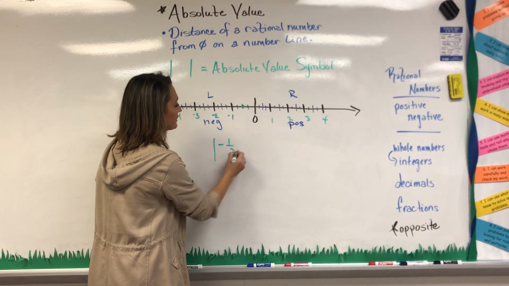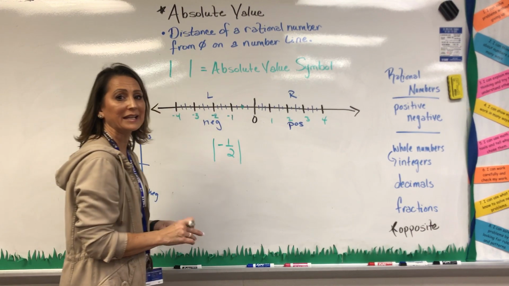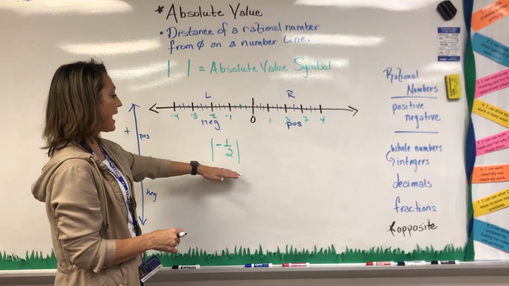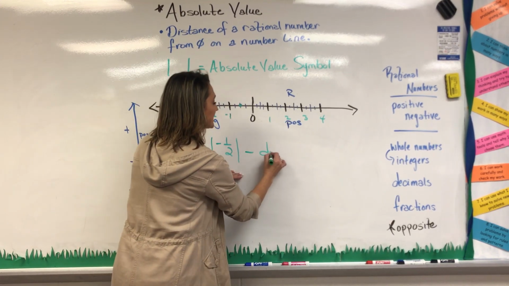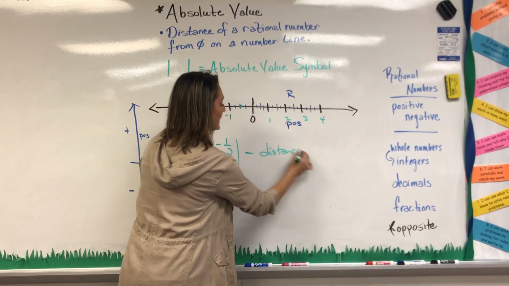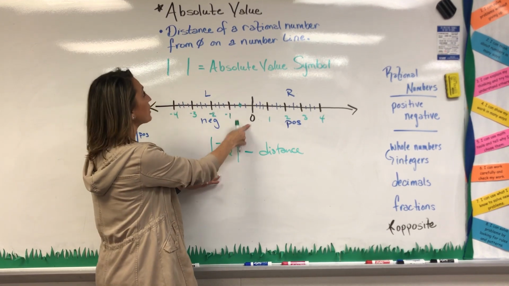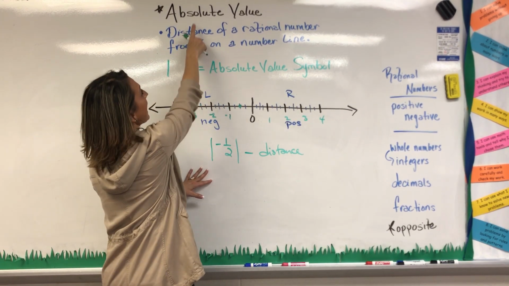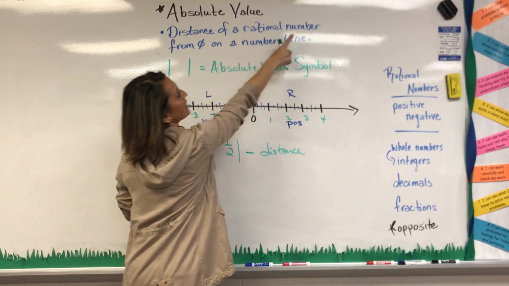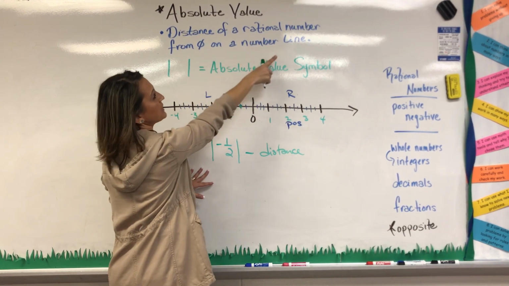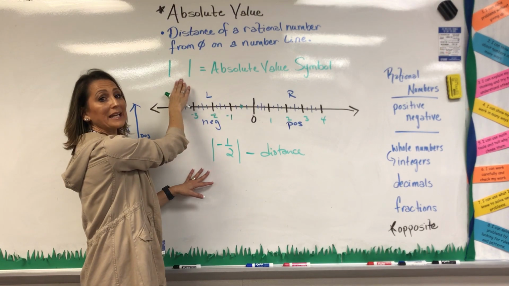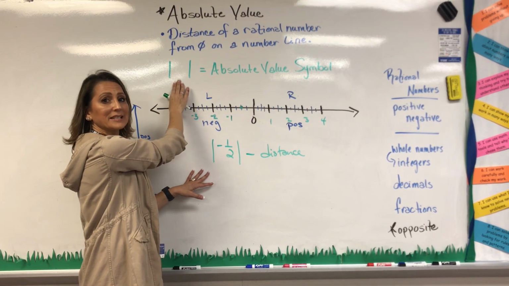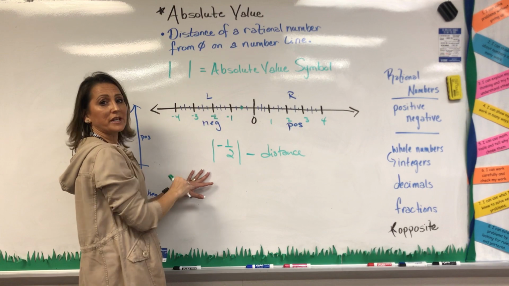And then I also have some symbols that I'm going to be using that let students know, hey, I'm asking for the absolute value, the distance that 1/2 is away from 0. And that's what I've noted here. Absolute value is the distance of a rational number from 0 on a number line. And this is the symbol that we use when we're asking anyone, hey, what's the distance of this number from 0 on a number line?